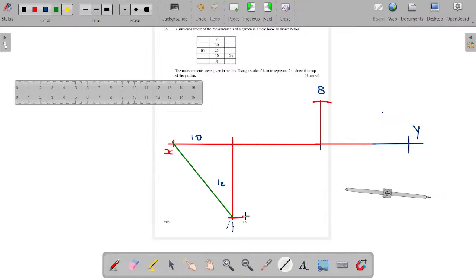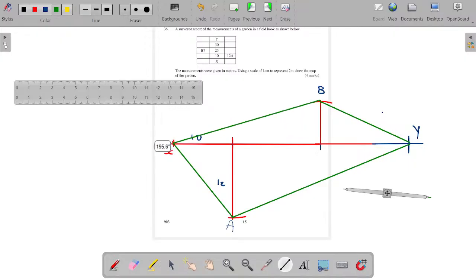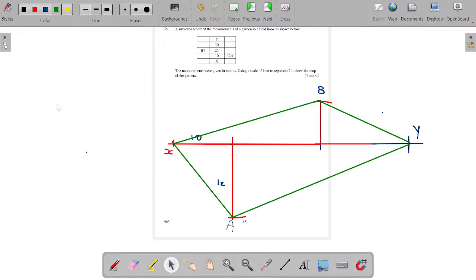And again from here, it should be completely straight lines. Like that. So this is how it should look like. We are done with that. That one is over.